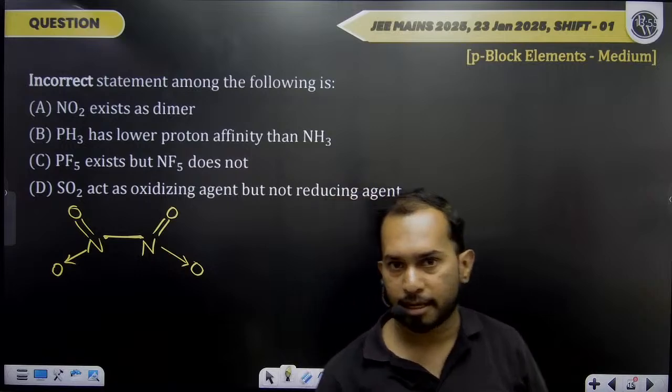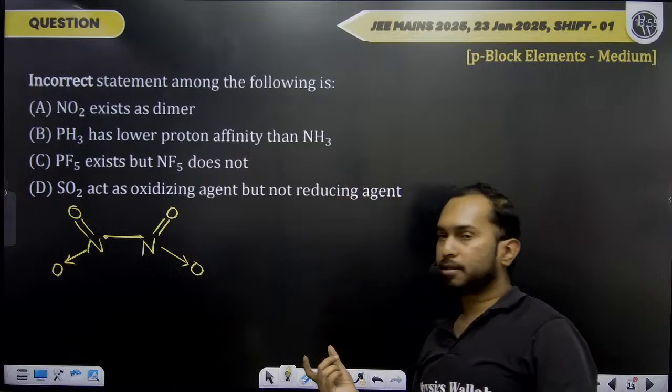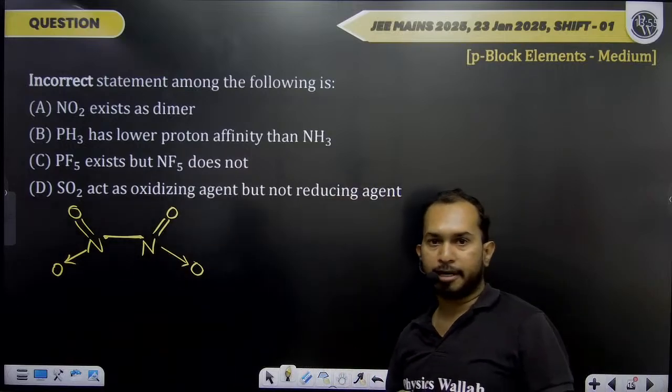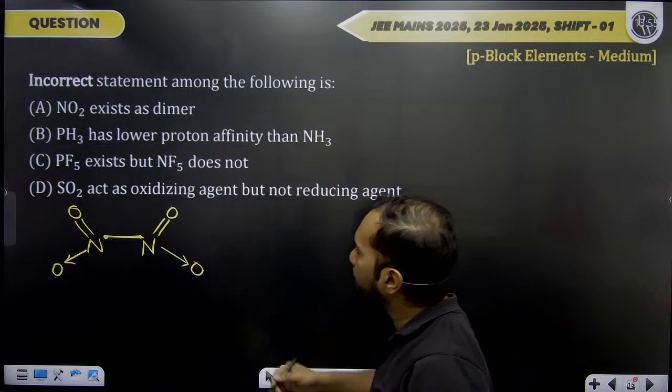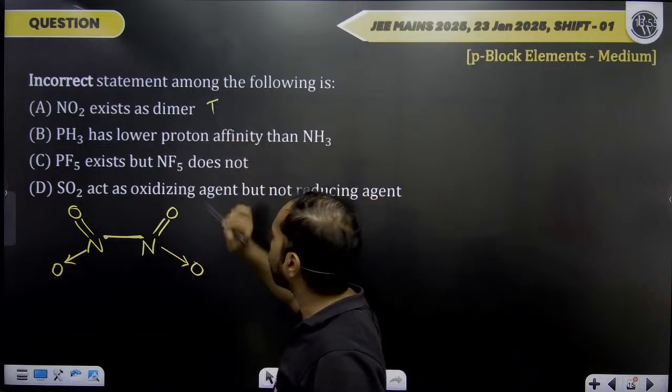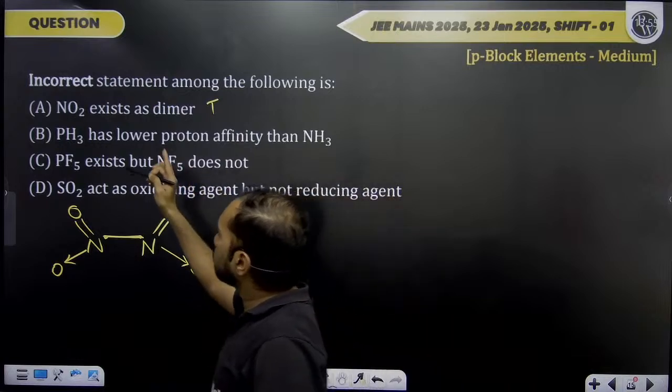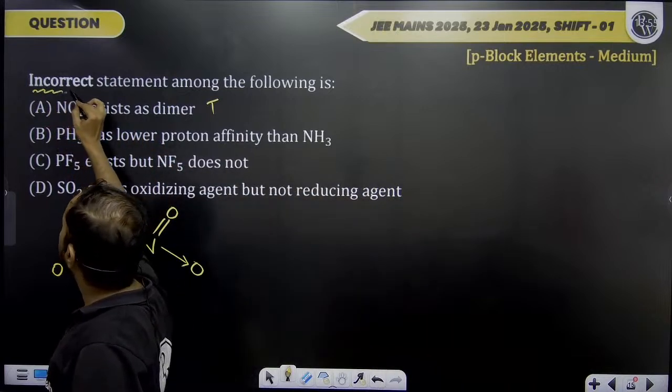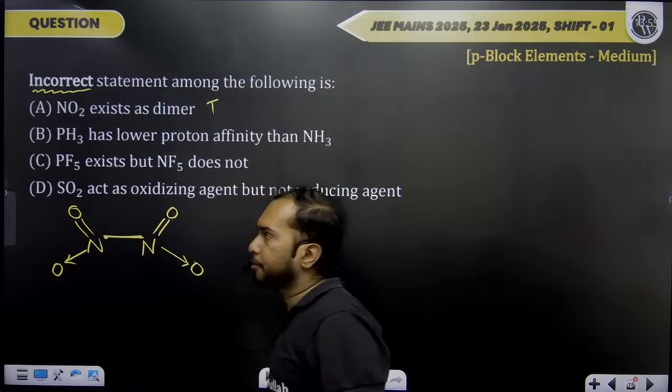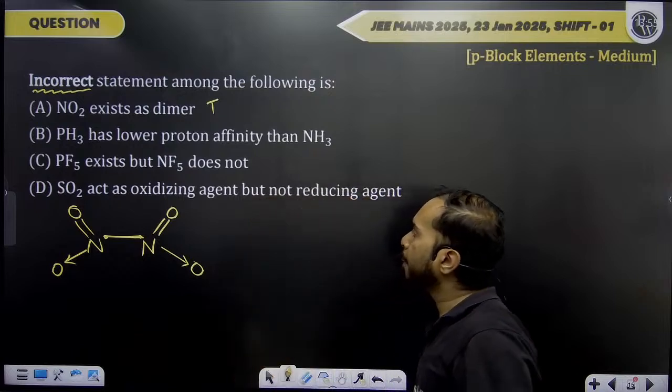NO2 exists as a dimer. This is a very basic thing which we study in the chemical bonding chapter. So this statement is true. Please note one thing in the question: we have to take the incorrect statement. Statement 1 is true. Okay, next question.